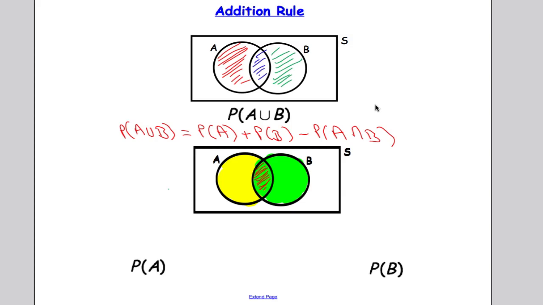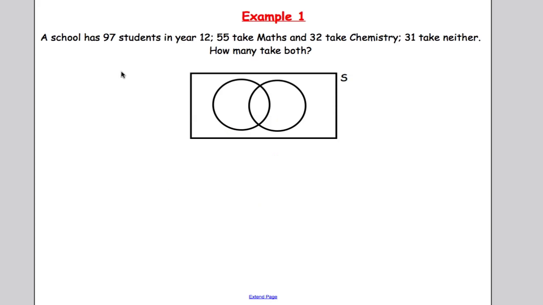Okay, so let's put it into practice now. Have a look at an example. I'm told that a school has 97 students in year 12. It tells me that 55 take maths, 32 take chemistry, and 31 take neither. And I'm asked how many take both. So let's label my Venn diagram here. This circle here will represent maths, and this circle here is our chemistry.